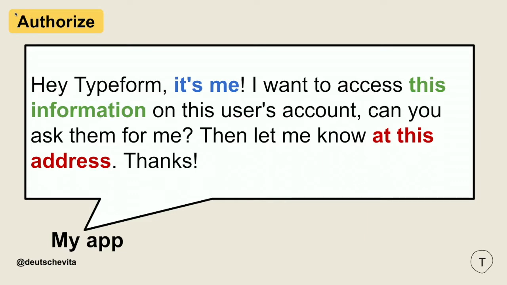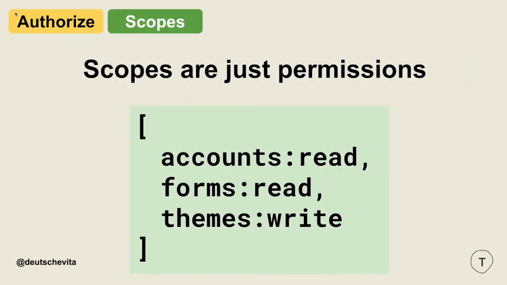So how does it do that? It will use something called scopes. Basically, scopes are just permissions. It's a list of strings, usually in the format of an entity and an action that you need to perform. So in our case, we have accounts read, we have forms read, and then we have themes write, because we need to modify or create themes in the user's account.